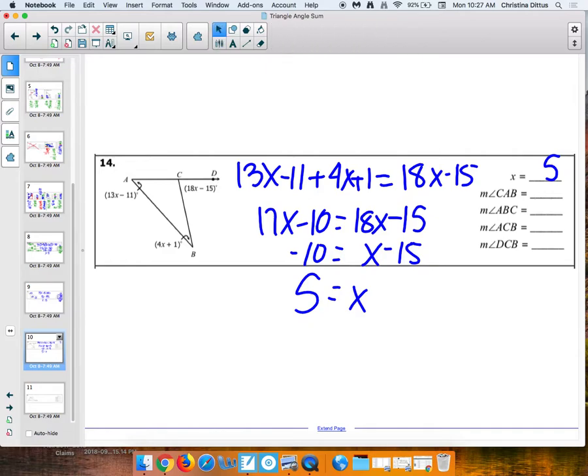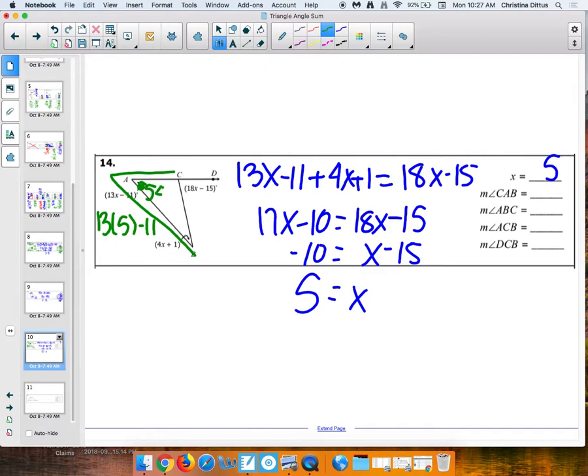Okay. Plugging in, these angles get to be a little more confusing than the other ones. Angle CAB, all you have to do is follow your lettering, CAB. So we're talking about this angle right here. I plug 5 in, 13 times 5 minus 11. How much is that angle? It's going to be 54.